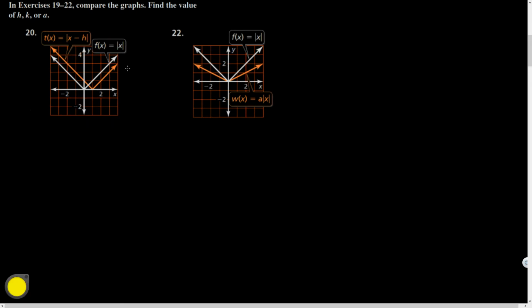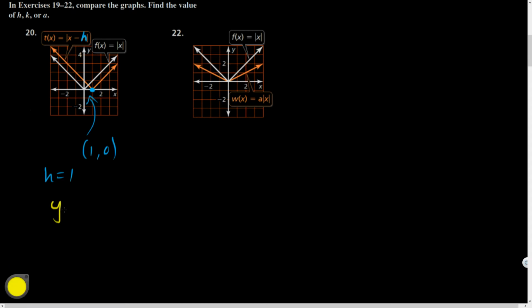So friendos, here's question 20. It says, compare the graph, find the value of h, k, or a. So I've got the original function is white. The new function is orange. The question is, what value of h would have landed me here? So the coordinate there is 1, 0. So h equals 1.